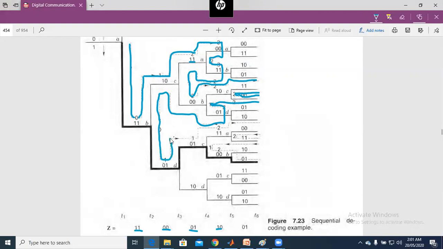Then again we move, and when the distance approaches 3, we move back, and it is again 3, and we move back, and this approaches 1, and then 2, and then we finally decode this. So we find the transmitted sequence according to the decoded bits from the decoder. This sequential decoding is very complex and is less utilized.